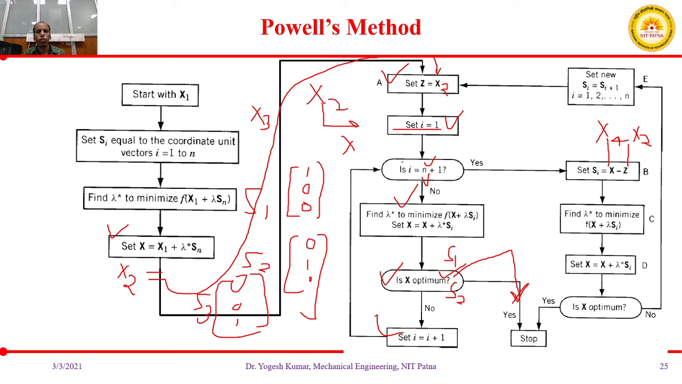As soon as you reach a point when your i is equal to n plus 1, after 2 iterations this will become 3, because it was already i equal to 1. So after 2 iterations it becomes i equal to 3. So 3 is equal to 3. So what you will do is try to find the new search direction.